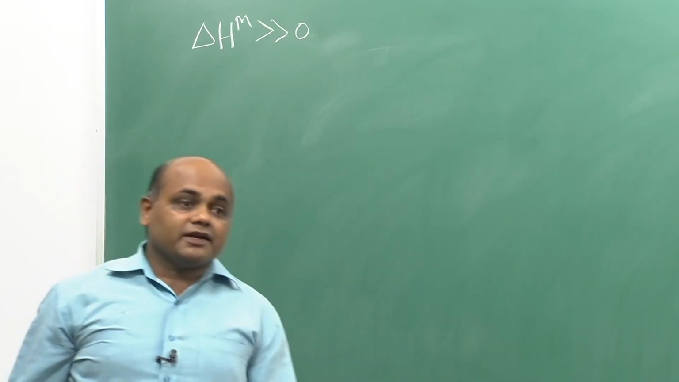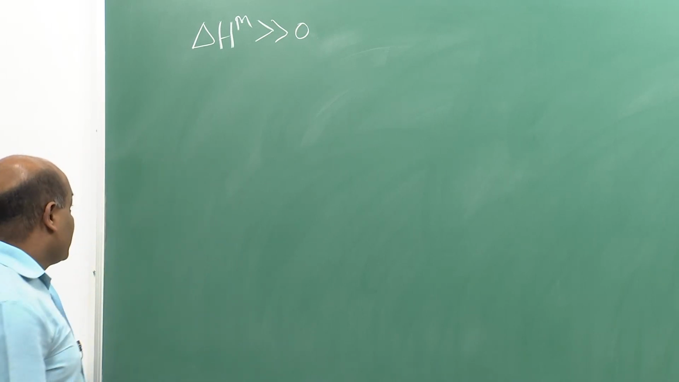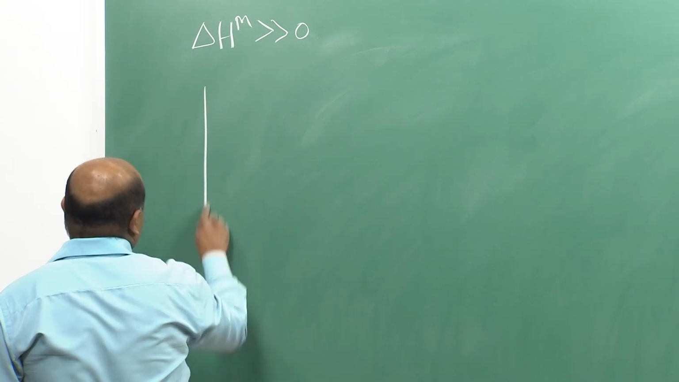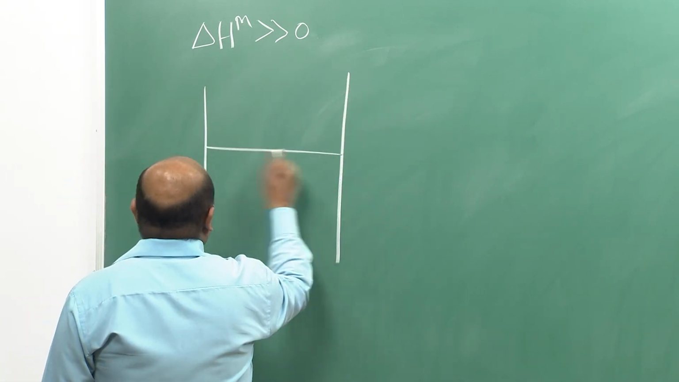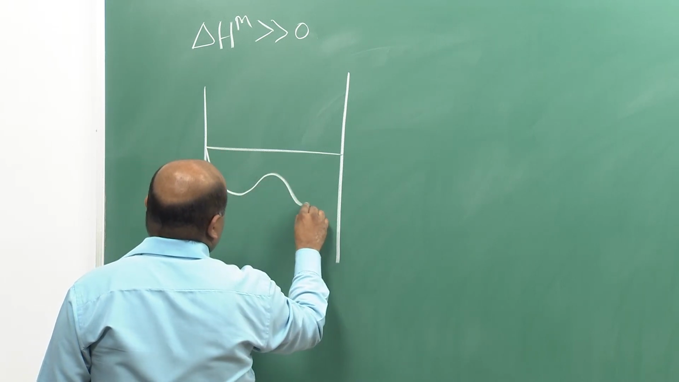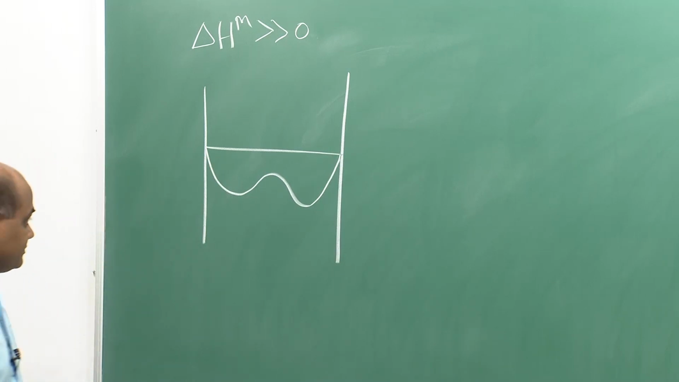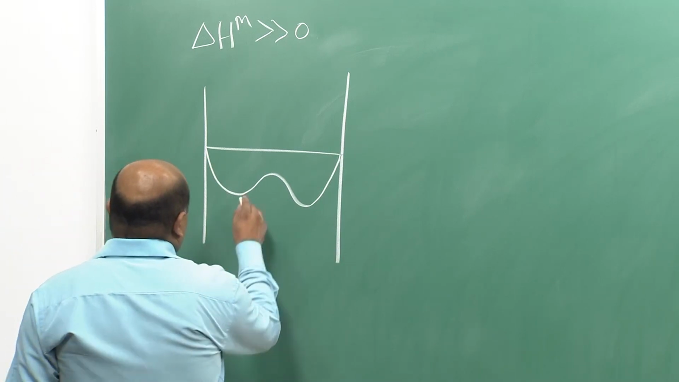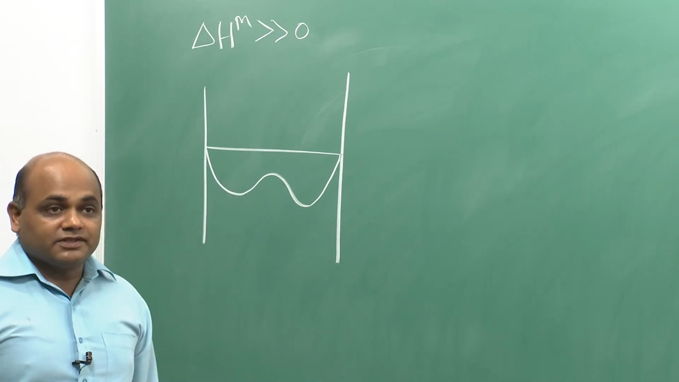So, we have seen when delta Hm is greater than 0 and when it has a large magnitude, the delta Gm curve will develop a negative curvature. Now, how do we assess the stability of solutions in this case?